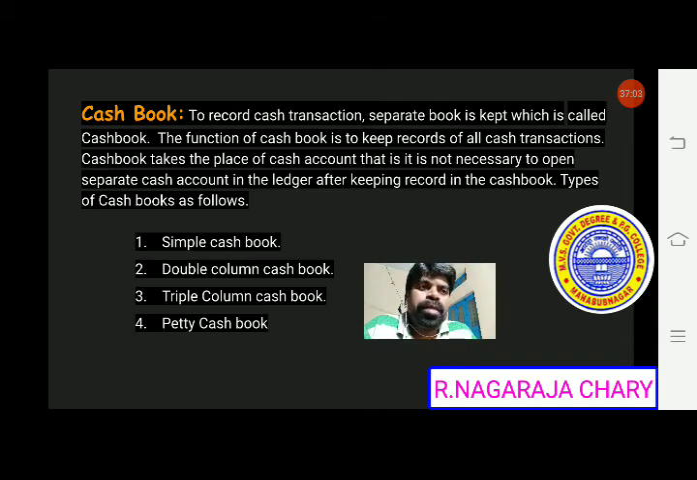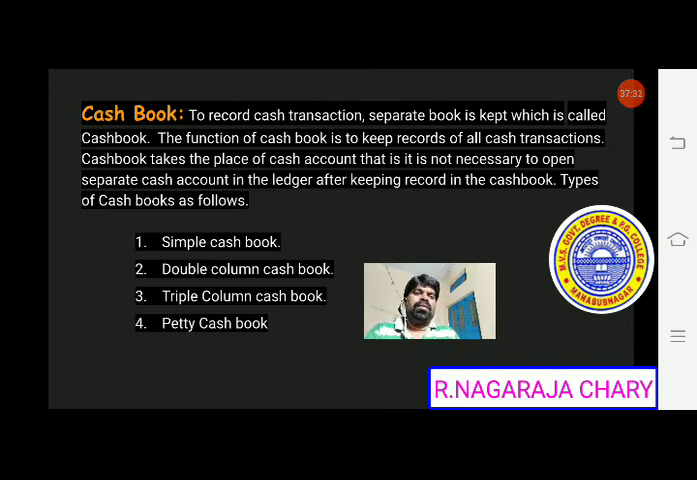So, what does it mean? We may pay up to whatever we received as receipts, until that limit or below that limit. We may make our cash payments within that. So, that is the introduction part of the cash book, right.